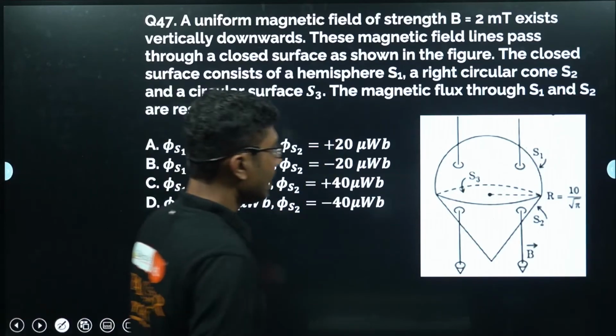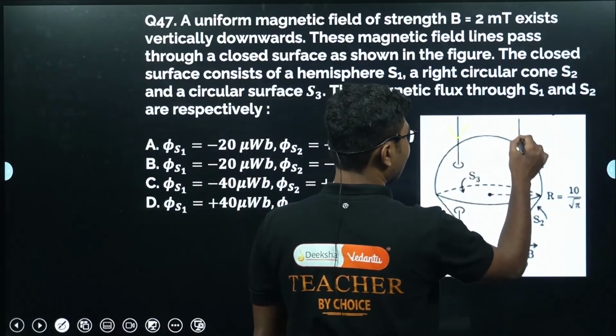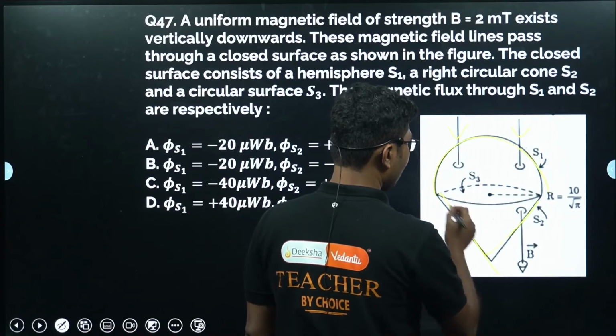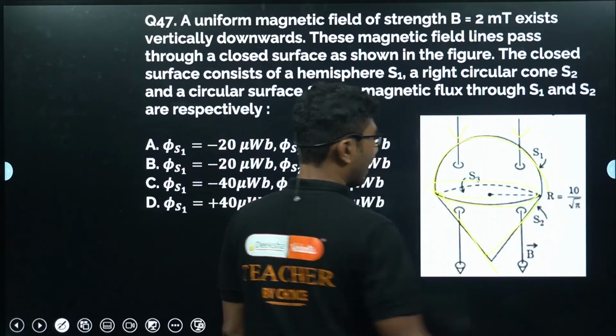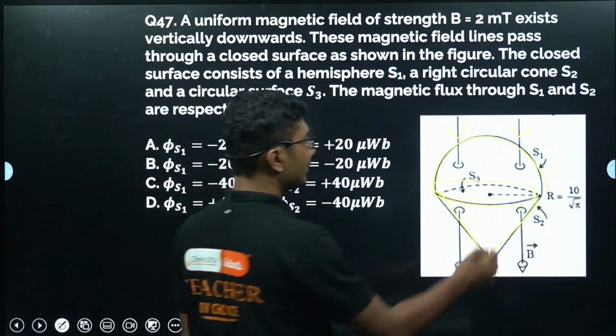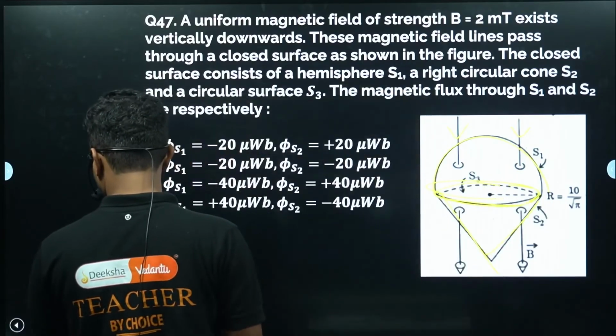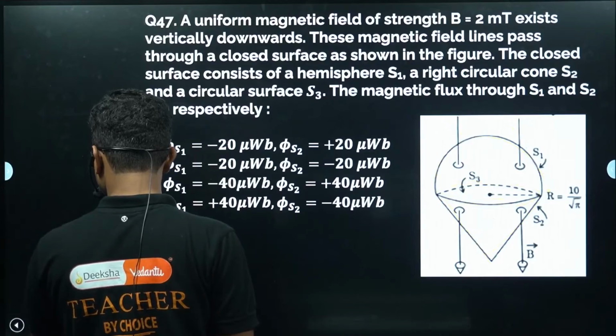So, if you see, the magnetic field is entering along a hemispherical surface and it is exiting along a conical surface. What is the thing? In between, they have a common circular surface. Okay. So, they have a common circular surface here.